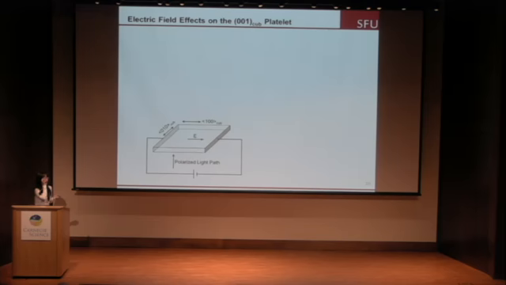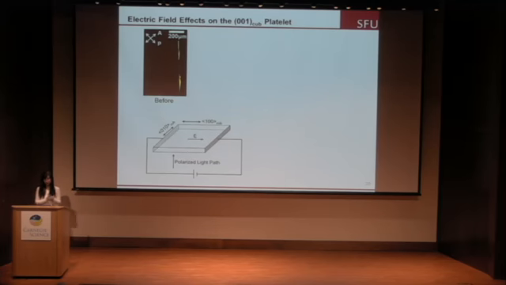We also tried to apply electric fields on the 001 cut sample on two edges of 010. And this is how the sample looked before applying the electric field. It shows it's isotropic without electric field.